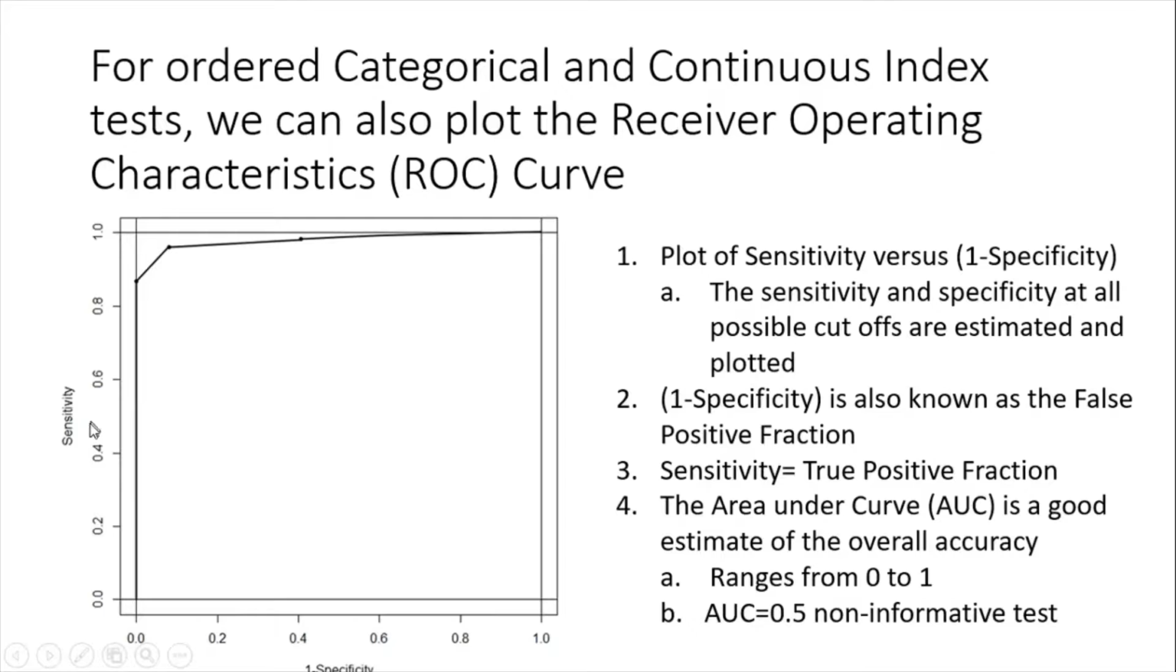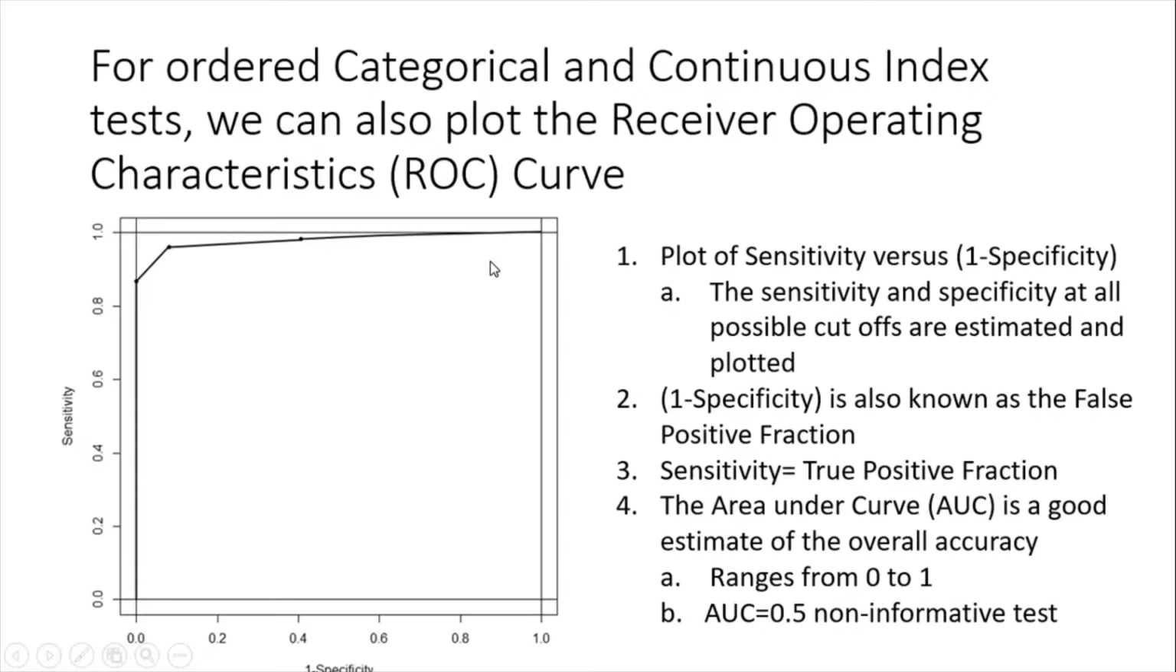It is just a plot of the sensitivity on the y-axis versus 1 minus specificity on the x-axis. 1 minus specificity is also known as the false positive fraction. And you just plot the various points, join the points, and then join the points to the top right corner and to the bottom left corner. You get a curve which is known as the receiver operating characteristics curve.